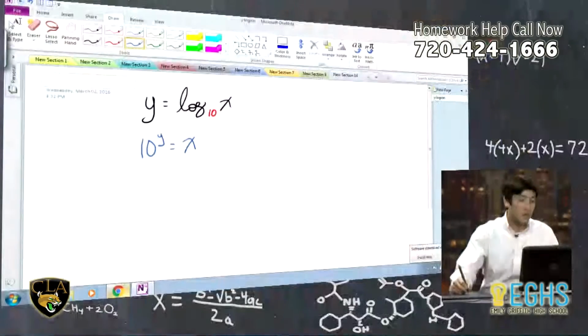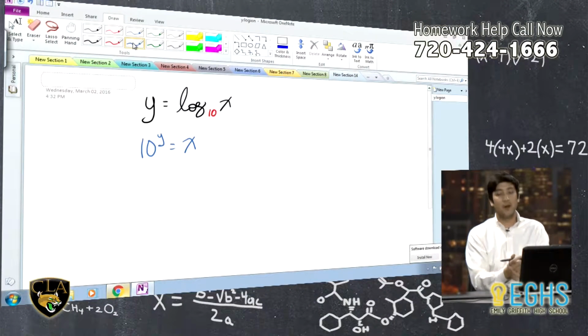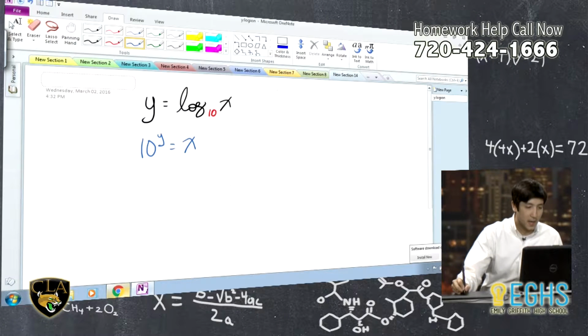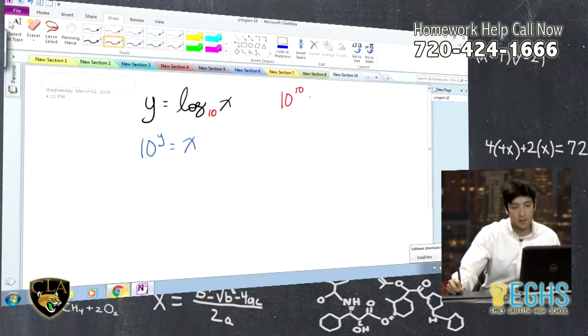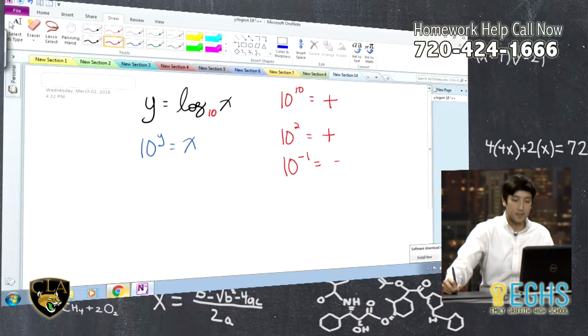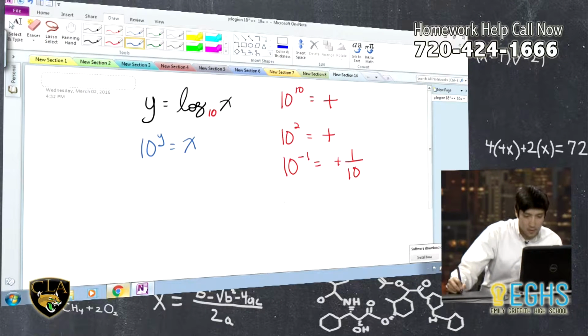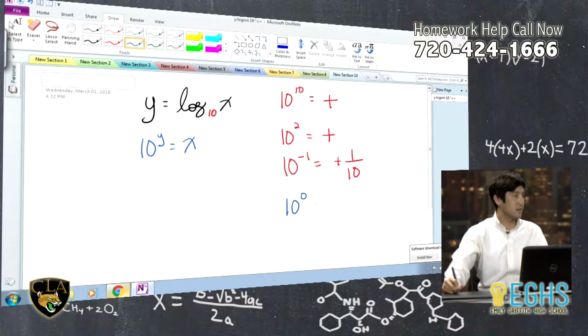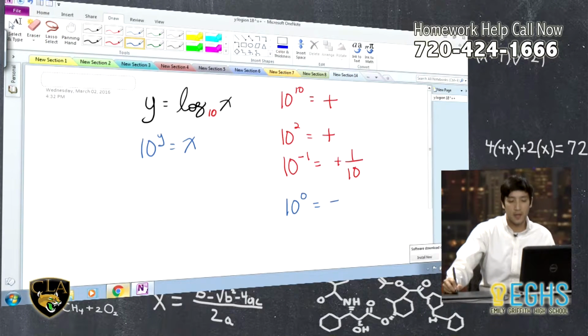Exactly. So one way to think about this now is, what are all the possible values of x? If I were to raise 10 to the power of 10, I would get a positive number, a really big number, but it would be positive. If I raise 10 to the power of 2, it would be positive. And even if I raise 10 to the power of a negative number, like -1, if you remember your exponent properties, this would still be a positive 1 over 10. So no matter what number you plug in here, even if I do 10 to the power of 0, and we talked about this earlier with that same problem, we would get a positive 1.